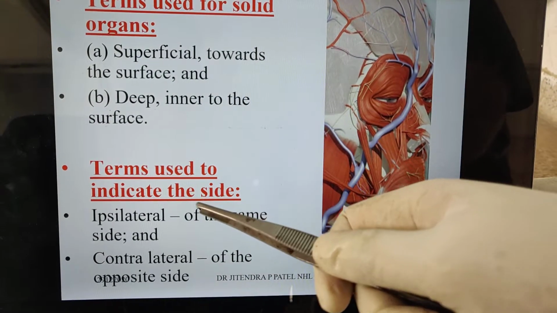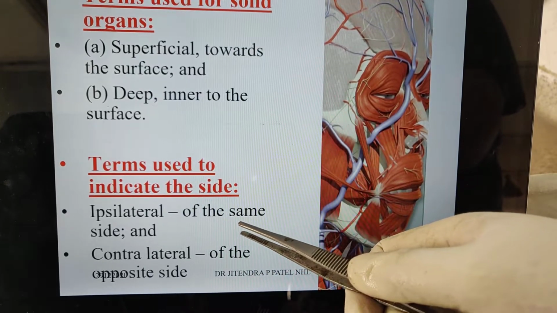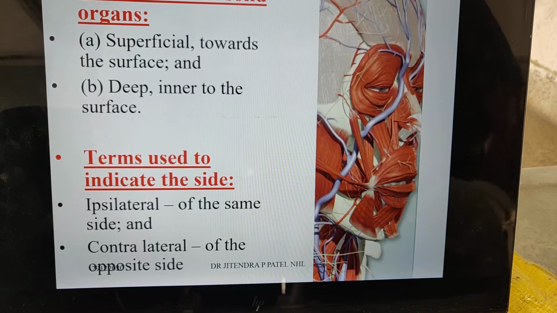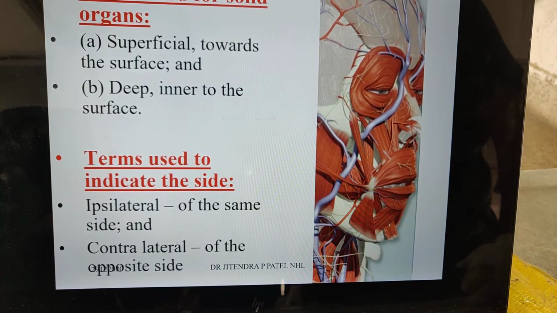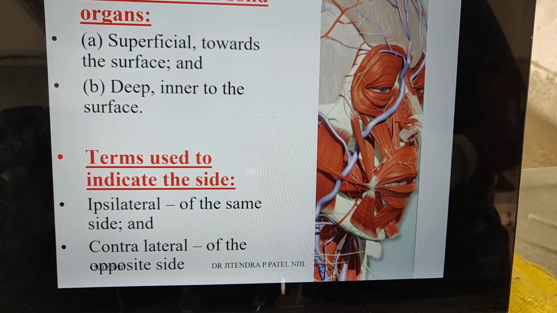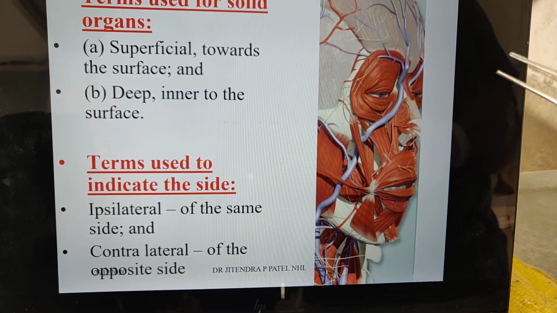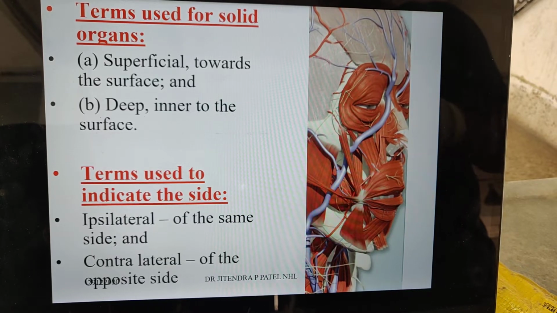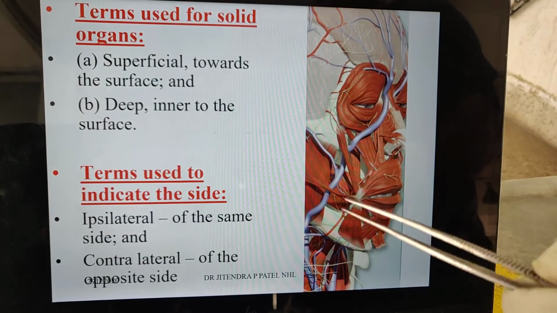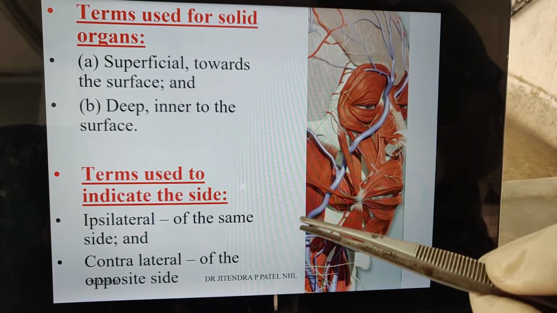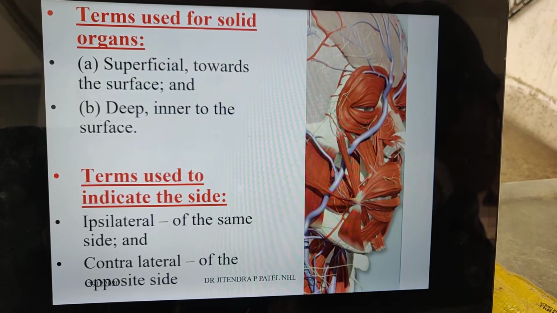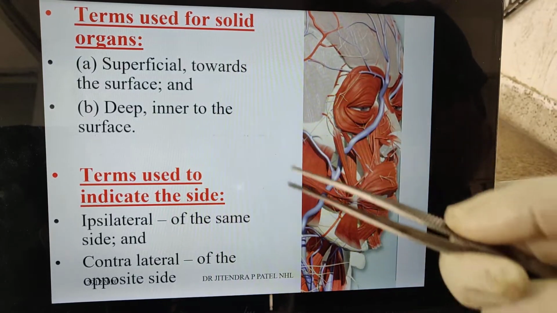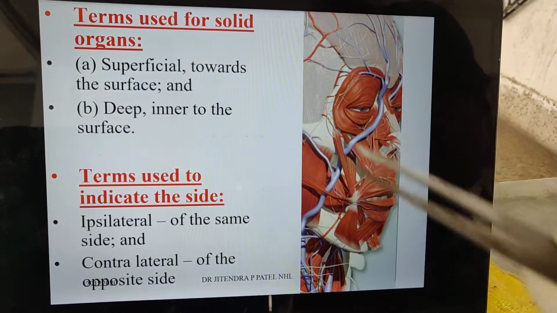Terminology indicating the side: ipsilateral means the same side, and contralateral means the opposite side. This terminology is mainly used whenever there is damage in the brain. If the brain is damaged on the right side, then depending on the level, paralysis may occur on the opposite side, which is called contralateral. If the paralysis occurs on the same side, it is called ipsilateral.